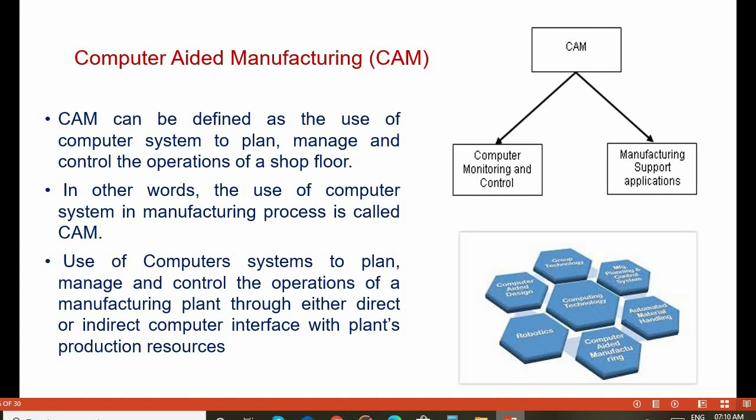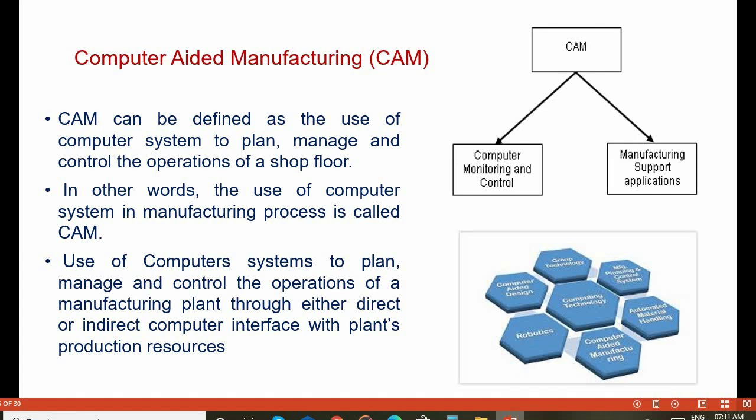Computer-aided manufacturing is basically a process: the use of a computer system to plan, manage and control the operation of a shop floor. So basically, it is the use of computer systems to plan every activity, manage the entire manufacturing system and control the various operations in the plant, in the shop floor. In other words, the use of computer systems in the manufacturing process is called computer-aided manufacturing.